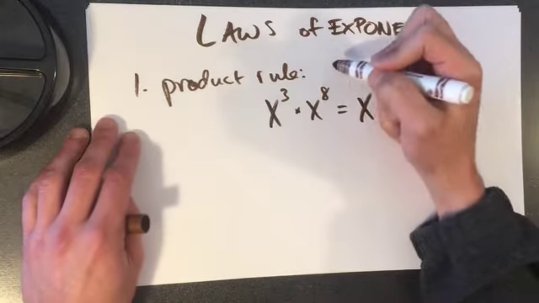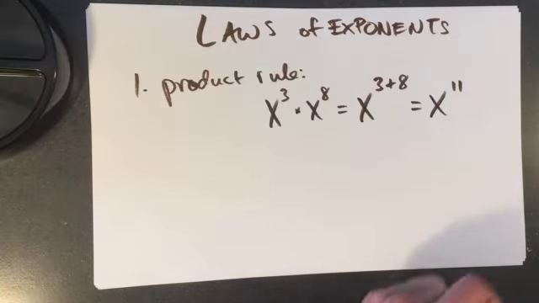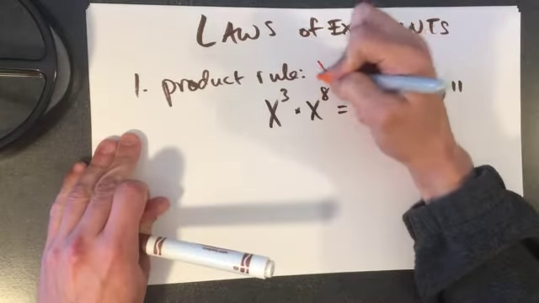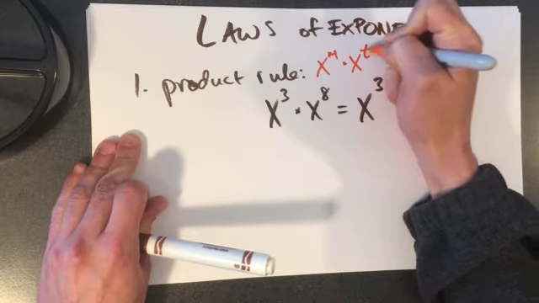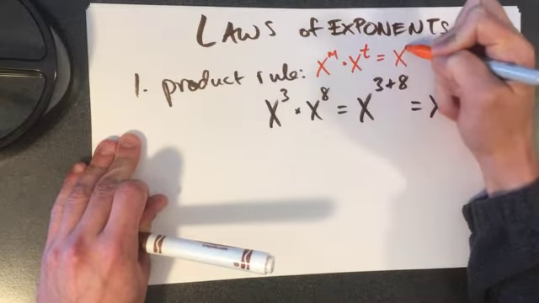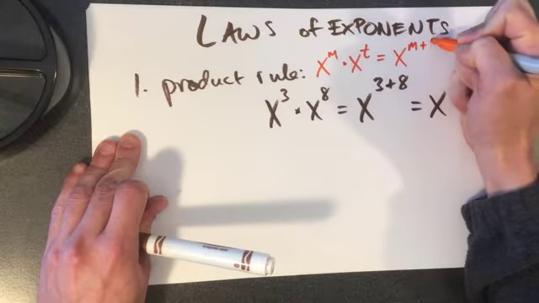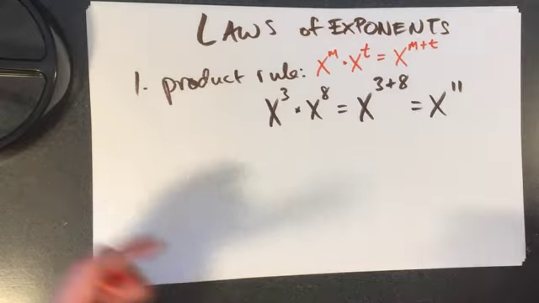You, of course, can write this using just letters. Let's switch colors here rapidly. We have x to the m times x to the t, and it becomes x to the m plus t, if that helps you to see it another way.